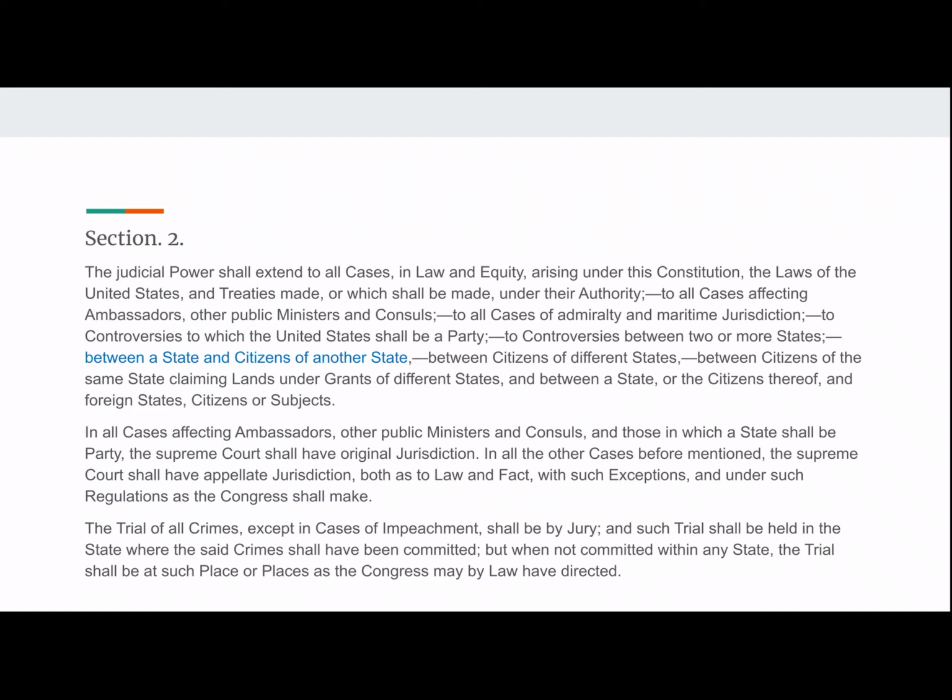Treaties that we make, anything dealing with our ambassadors or other public people or maritime jurisdiction, so any cases on the high ocean, and any other controversies in which the United States is being sued or the ones doing the suing, anything between the states, anything between the citizen and states, all of those are going to be under the jurisdiction of the Supreme Court. You can see that it's really these higher crimes that they're dealing with, okay?